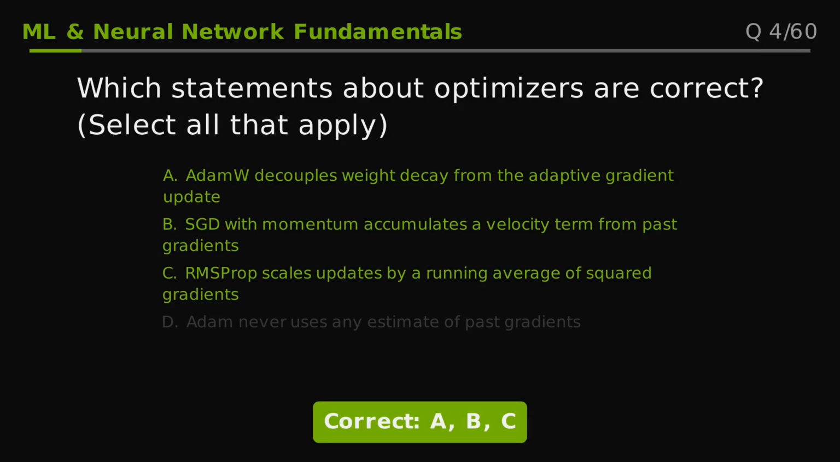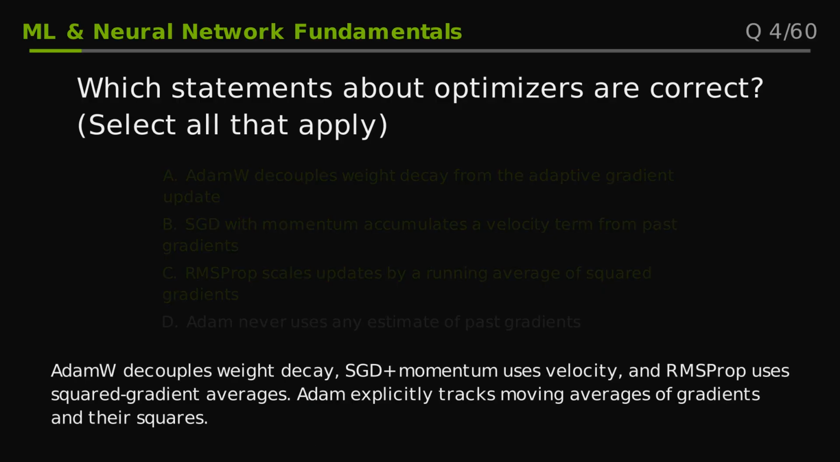The correct answers are A, B, and C. AdamW decouples weight decay, SGD plus momentum uses velocity, and RMSProp uses squared gradient averages. Adam explicitly tracks moving averages of gradients and their squares.